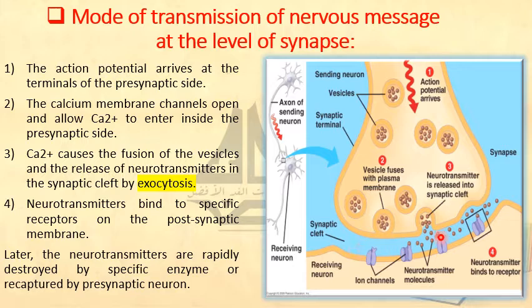Then the neurotransmitters will bind to specific receptors found on the membrane of the postsynaptic neuron. And look at this square, it is showing you that the neurotransmitter is binding to the receptor which is found on the postsynaptic membrane. Once binding takes place, you can consider that the nervous message is sent to the second neuron and propagated to the second neuron.